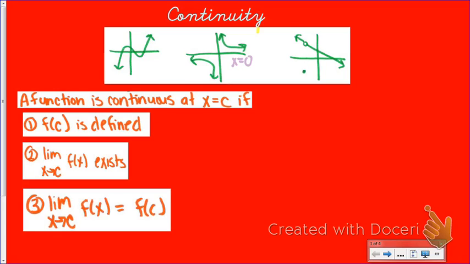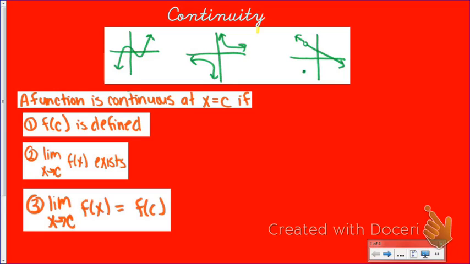Now what you're going to look at down there at the bottom is the exact definition of what makes a function continuous at a certain point. So we say that a function is continuous when x is equal to some value if, first of all, the first step is the function must be defined at that value.